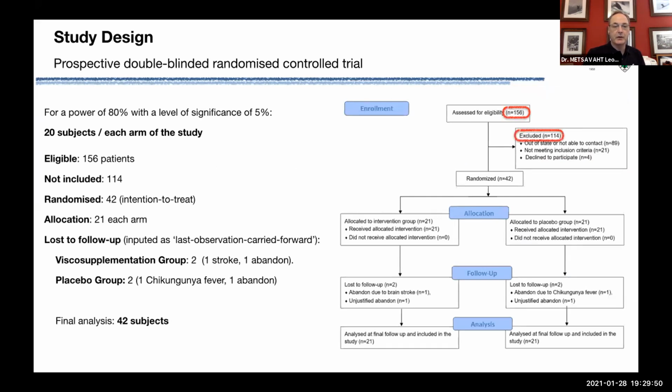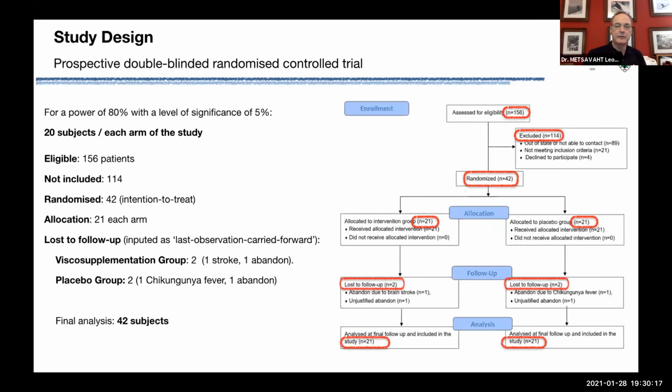114 were not included. Most of the reason is because it's a military institution, so many of the patients live elsewhere, in other towns and other states, far away from the hospital. And finally, we randomized 42 patients. We allocated 21 for each arm. We lost follow-up of 2 patients in each arm.